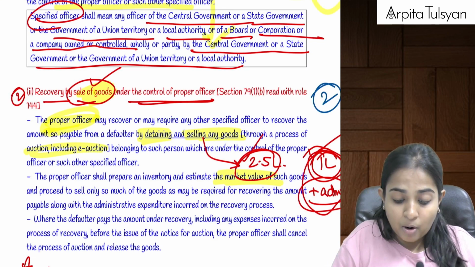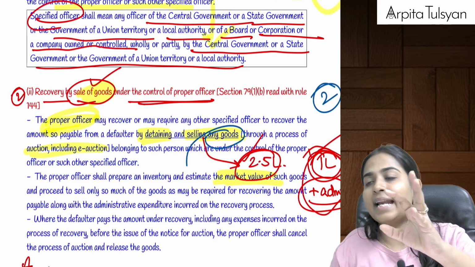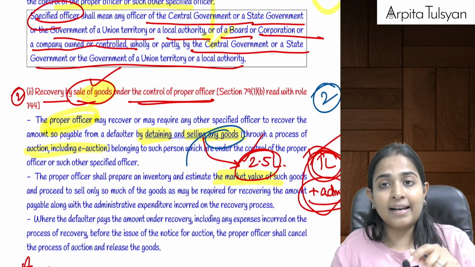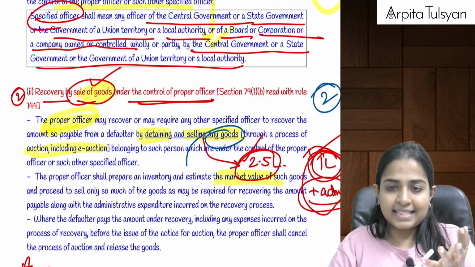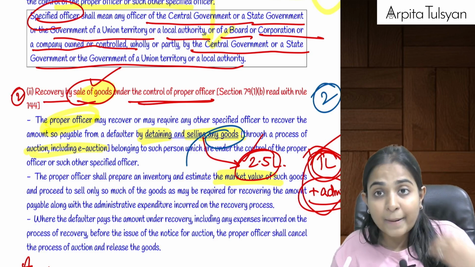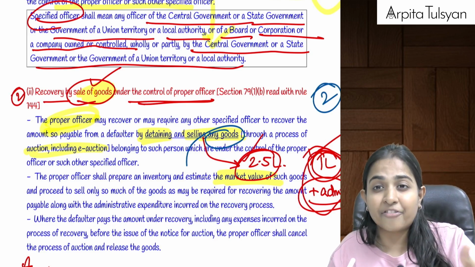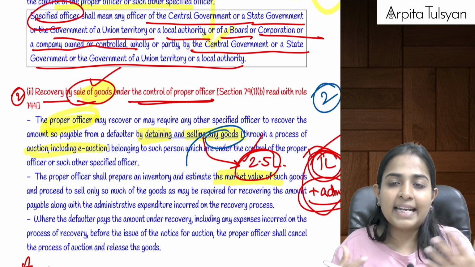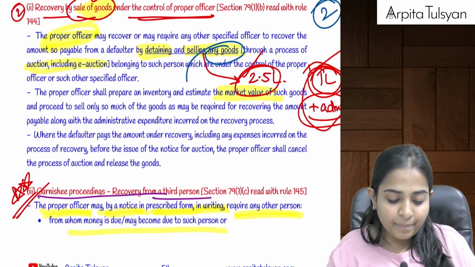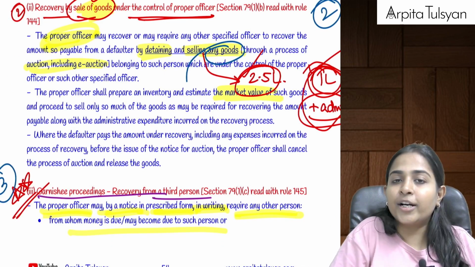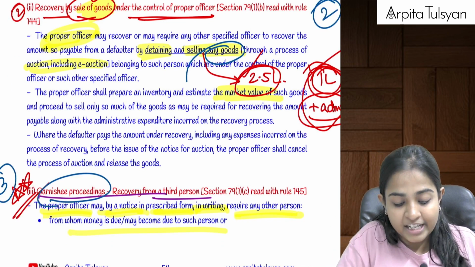We are just talking about goods here. So it can detain and sell your goods and realize the money by selling them. It will realize the tax dues, that is tax, interest, penalty, etc., plus whatever expenses it incurred for doing all this. Whatever admin expenses it incurred for detaining and selling your goods will also be recovered. Then the third and most important method of recovery is garnishee proceedings.